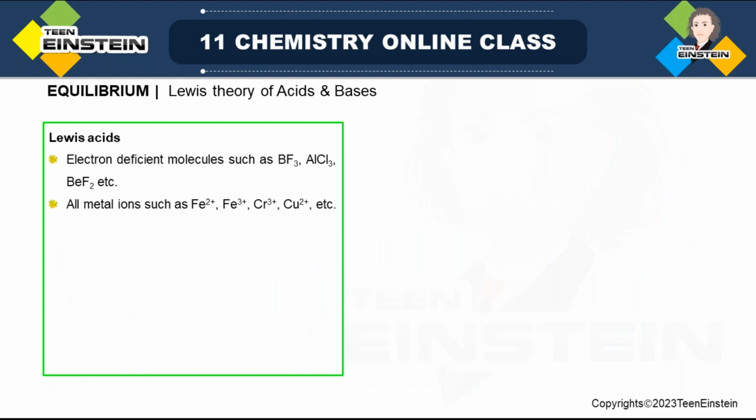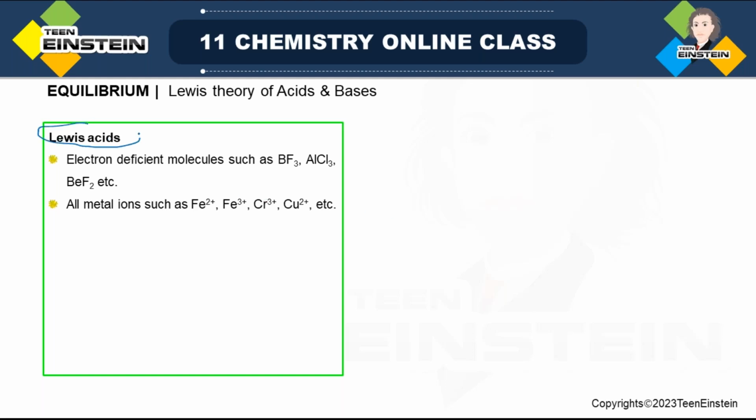Some examples we will see, because this is the most general among these 3 theories. So obviously the examples that you are going to see, you will find them very versatile. Until now, in examples of acids and bases we have mostly seen where H is present, or in the base there is presence of HO minus ion. But here that requirement is not mandatory. So see, here we have examples.